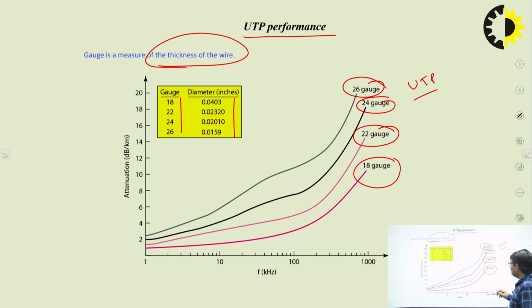Here we can see clearly that with the increase in gauge size of the UTP wire, the attenuation or losses in the transmission medium also increase. So for better performance we have to use UTP wire of lower gauge size.